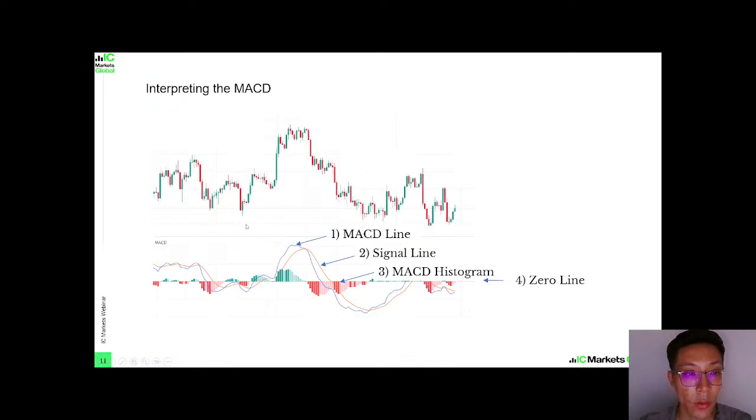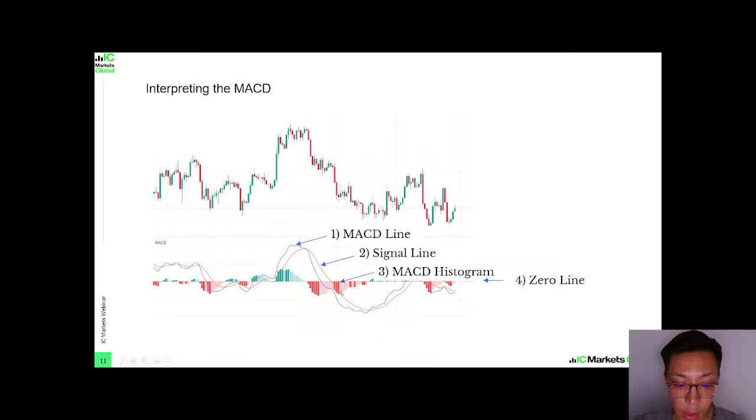Alright, so this is more suitable for identifying your entry points. Okay, so now how can we interpret the MACD? Looking at this MACD line over here, which is the blue line, then the signal line over here, and then this is the MACD histogram. When the MACD crosses below the signal line, it means that we are looking for sells. Later I'll show you more examples.